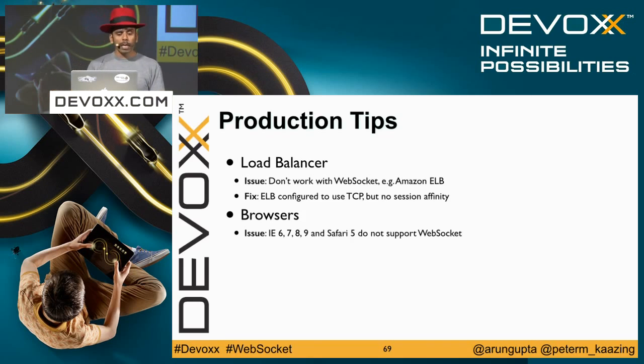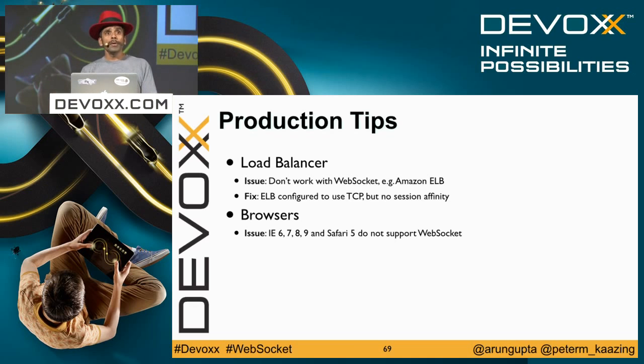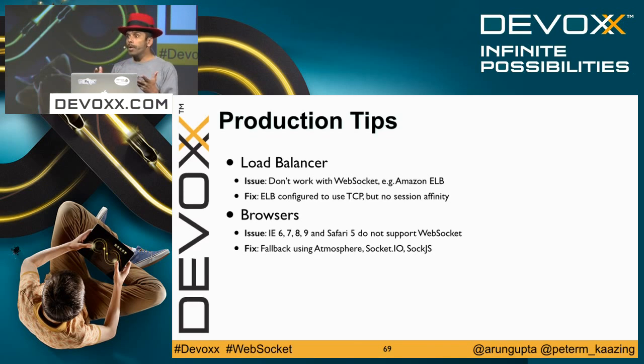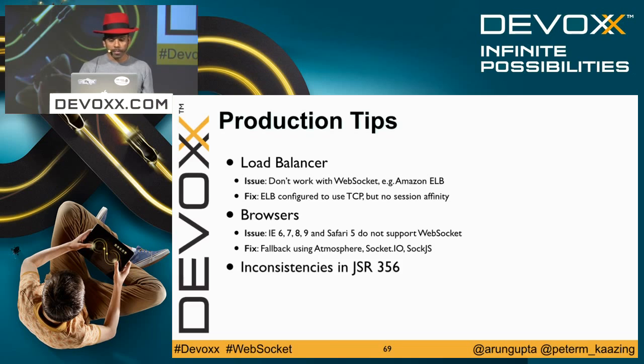In terms of browsers, we looked at how IE 6, 7, 8, 9 and Safari 5 don't support WebSockets, in which case you fall back to libraries like Atmosphere or Socket.io, depending upon your framework of choice. With Atmosphere, you can make a connection and specify the transports it can try. By default, it'll try WebSocket. If WebSocket is not supported, it'll fall back to long polling automatically. And whenever your server or proxy or somewhere in the network that thing is enabled, it'll start using WebSocket automatically. So that's the advantage of using these third-party libraries.